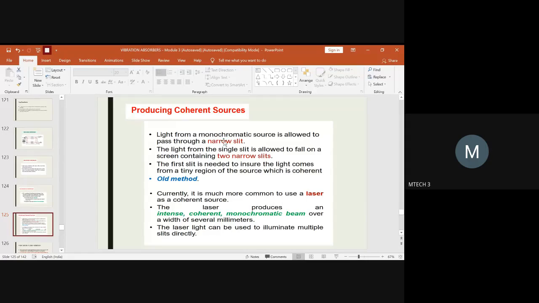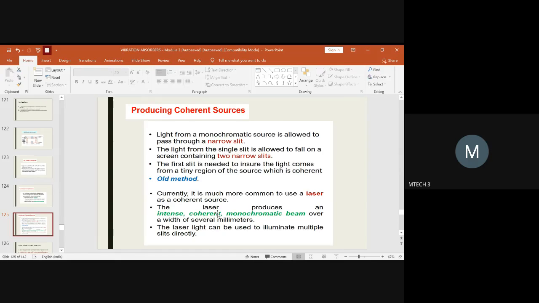So first, light comes from a narrow slit in which only a single beam of light comes. Then it will be made to pass onto a screen that has two narrow slits. So the single beam will be divided again into two narrow slits, and two sources of light will come through the two narrow slits. This was the old method used to develop coherent sources.